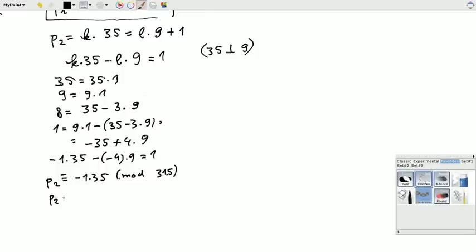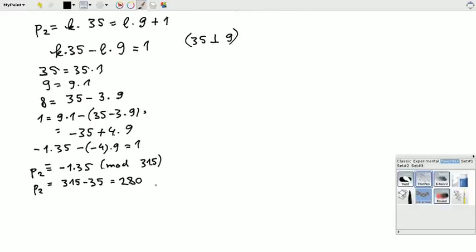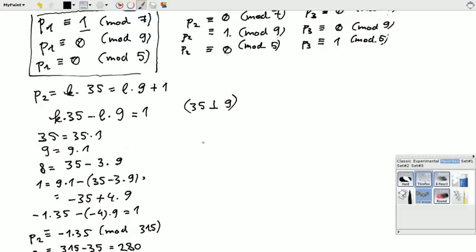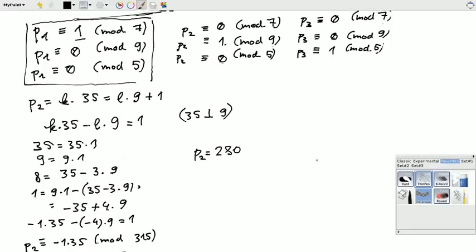So we will compute the P2 between 0 and 315 as 315 minus 35. That should be somewhere around 280 if I'm lucky on my first attempt. So let's check that it fits all the conditions we wanted it to fit. So P2 is equal to 280. Well, 280 is 40 times 7. And 280 is also equal to 5 times 48.